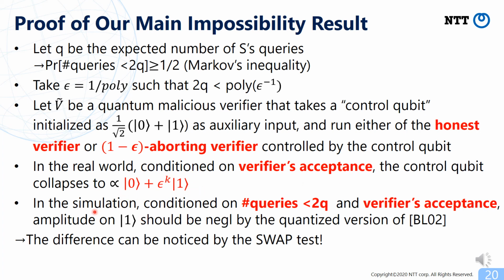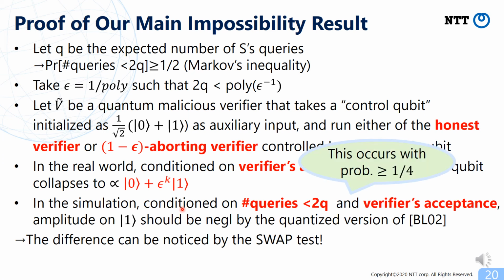On the other hand, in the simulation, conditioned on the number of queries being at most 2q and the verifier's acceptance, the amplitude on 1 should be negligible by the quantum version of the Barak-Lindell lemma. This is because we choose epsilon small enough so that 2q queries are not enough to let the verifier accept with non-negligible probability. Therefore, the amplitude on 1 should be negligible when the number of queries is at most 2q.